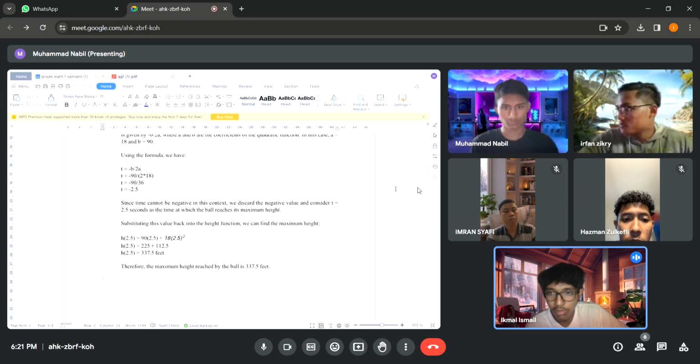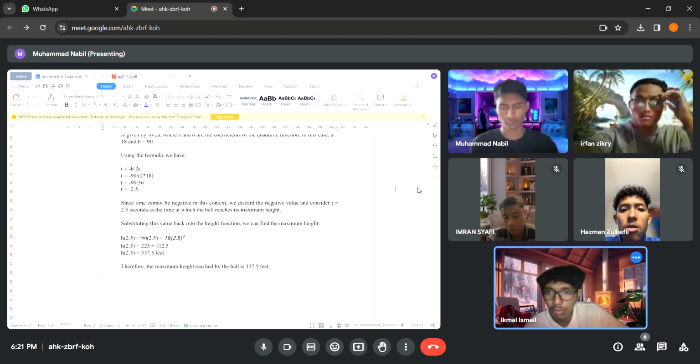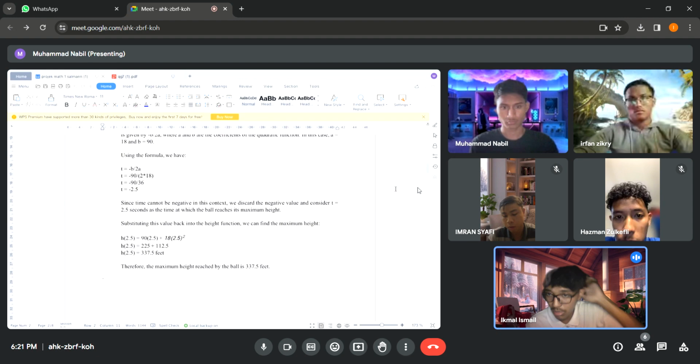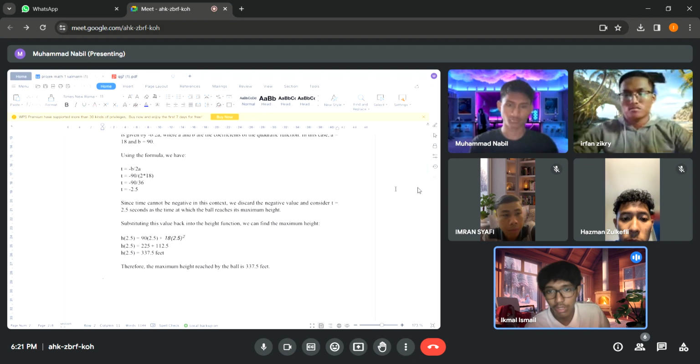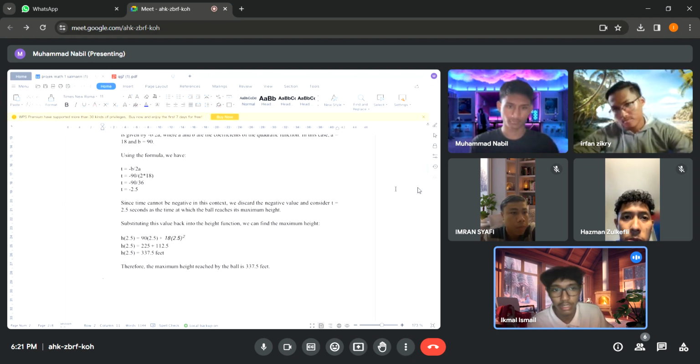Substituting this value back into the height function, we can find the maximum height, which is h of 2.5 equals 90 times 2.5 plus 18 times 2.5 squared. So the answer is 337.5 feet. Therefore, the maximum height reached by the ball is 337.5 feet. Okay, next.